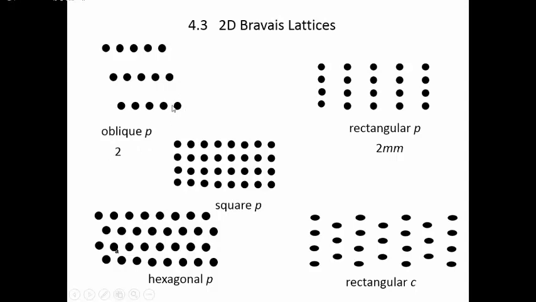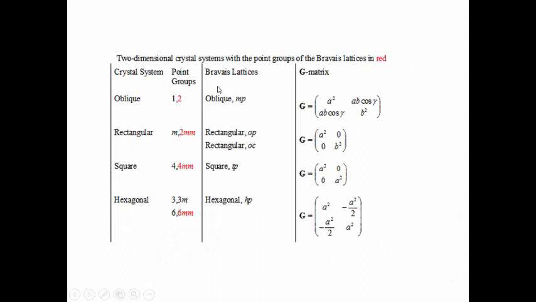of this object. This object will, even though the object itself is infinite, the point group is just 2. The rectangular will be 2mm, the square will be 4mm, the hexagonal will be 6mm, and also both rectangular P and C are 2mm. Now we can summarize this on this slide, where you can see here's the names of the crystal systems, here's the names of the Bravais lattices, and if we look at the corresponding G matrix, you can see to calculate this G matrix, all we need is A, B, and gamma.